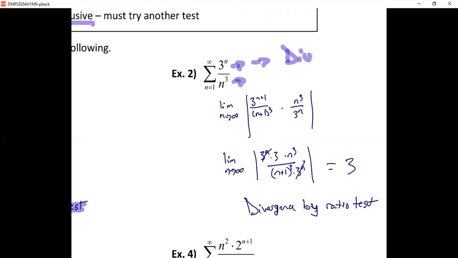I know we could probably use the nth term test on this one. There are lots of different tests we could do. I'm just trying to show you a situation where our limit is greater than 1. So that 3 is going to be greater than 1.